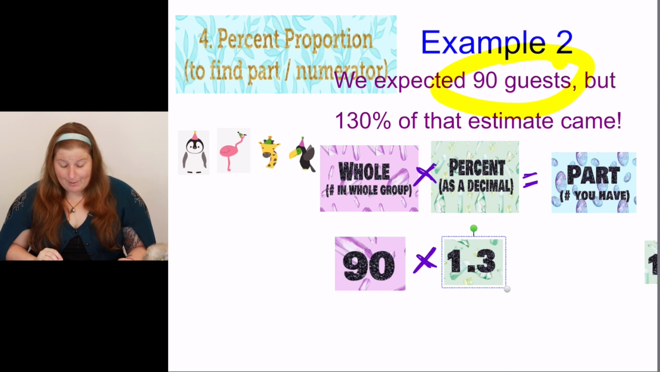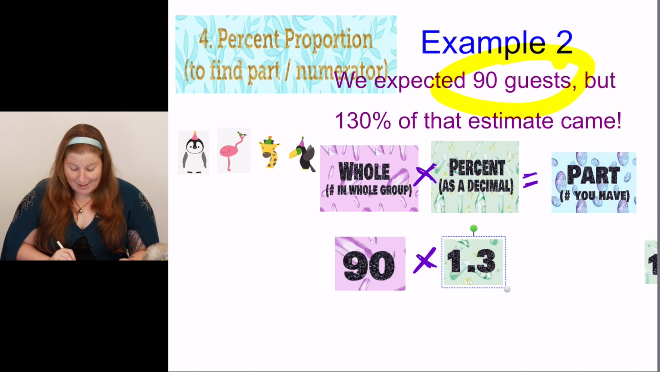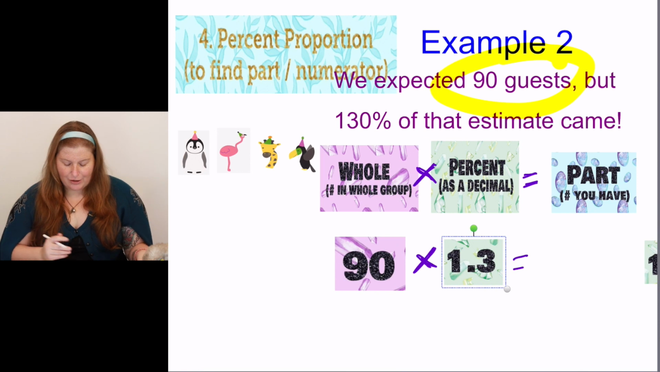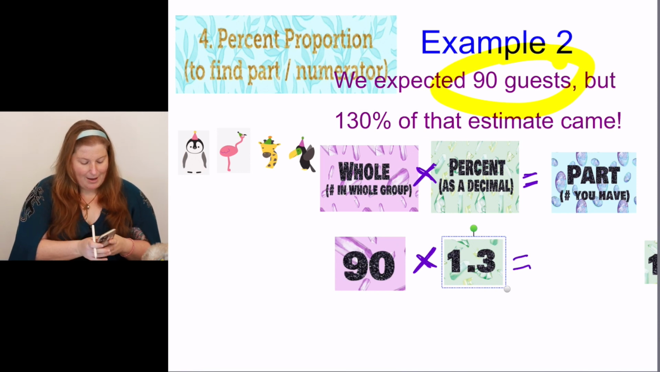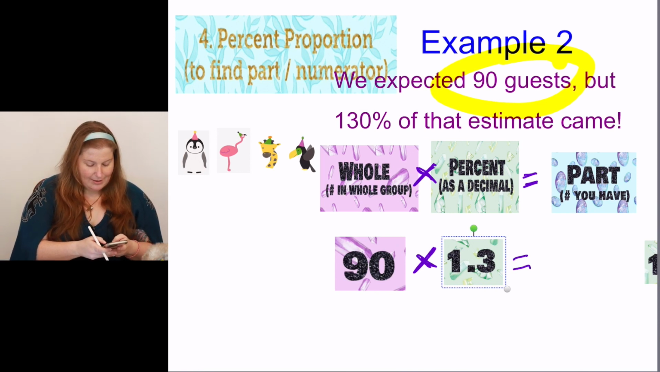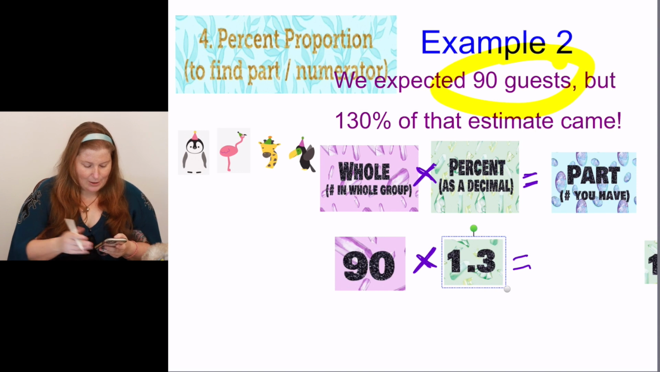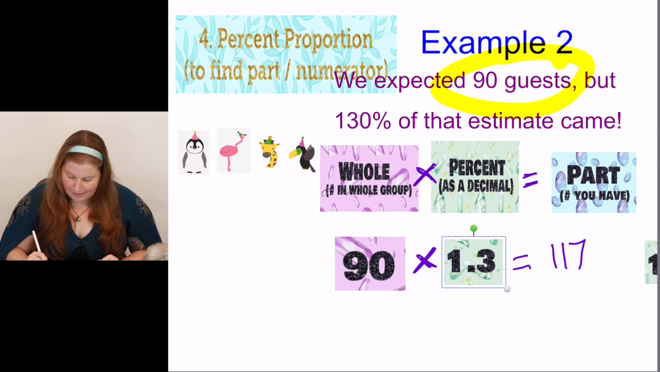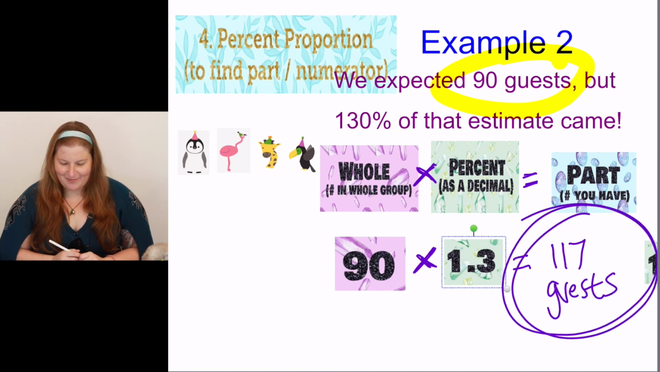So we take the number that we expected, the whole group of 90. We multiply it by the decimal 1.3, representing that 130% of those guests actually came. When I put that in my Muggle calculating machine, 90 times 1.3 is equal to 117. So 117 guests showed up to our party.